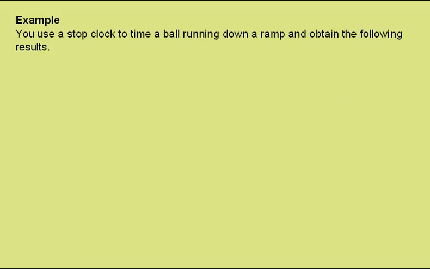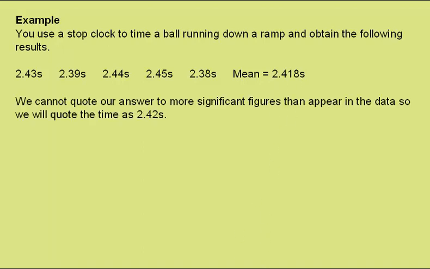I'll illustrate these points with an example. You use a stop clock to time a ball running down a ramp and obtain the following results. I've calculated the mean at 2.418 seconds. We cannot quote our answer to more significant figures than appear in the data, so we need to round the mean to 2.42 seconds. The uncertainty due to the clock is plus or minus 0.01 second, as it measures the times to 100th of a second.